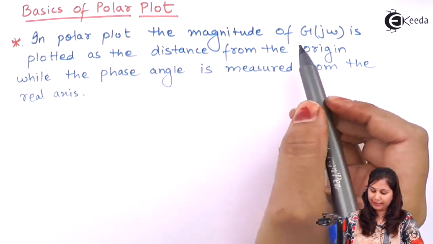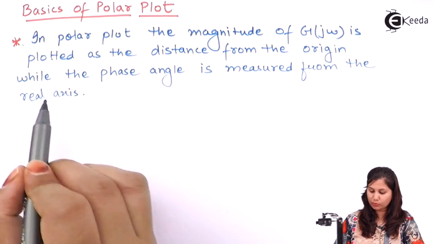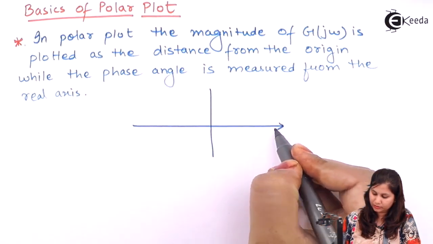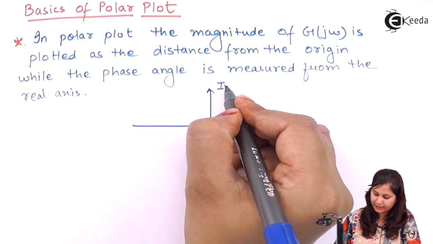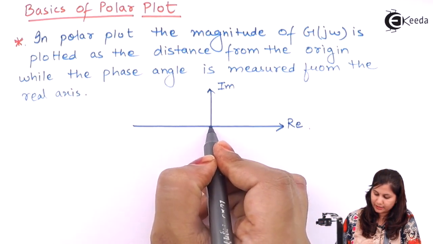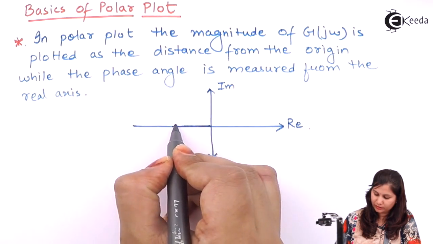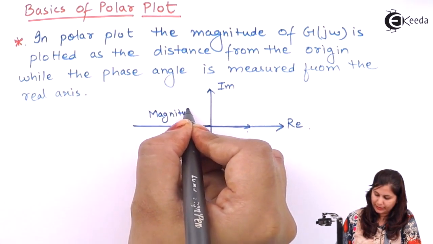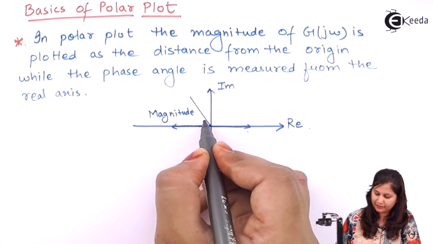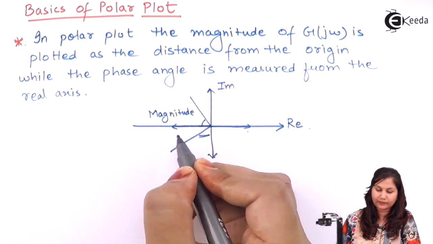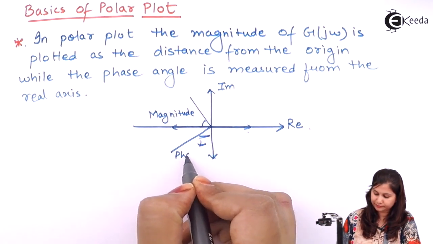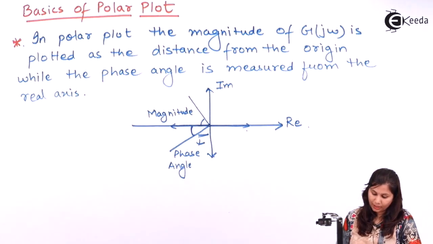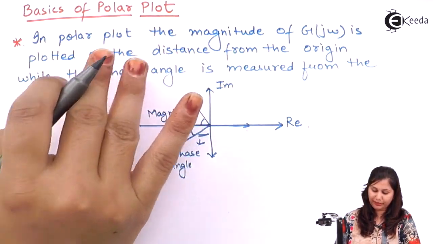So in polar plots, the magnitude is plotted as the distance from the origin, while the phase angle is measured from the real axis. So this is a polar plot. This is the imaginary axis, this is the real axis. The distance from the origin is the magnitude, and the phase angle we measure from the real axis. This is the phase angle. This was the first point which you have to keep in mind for the polar plots.